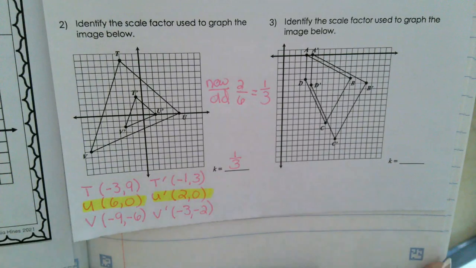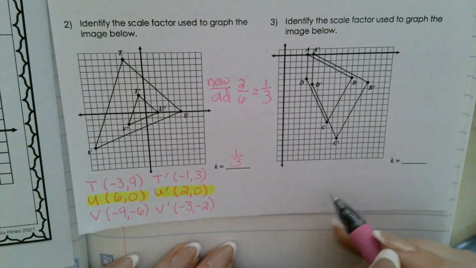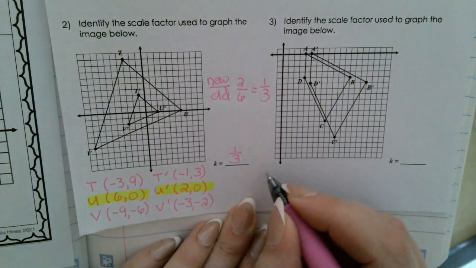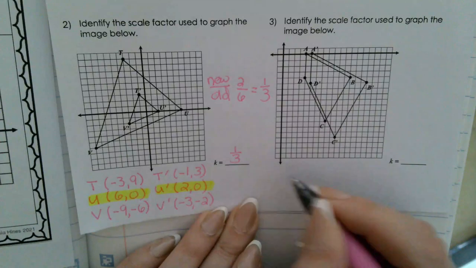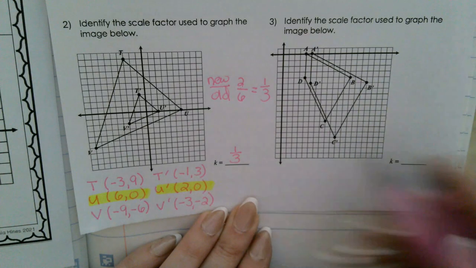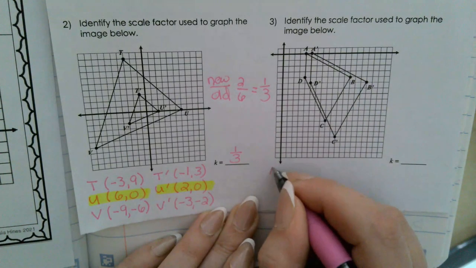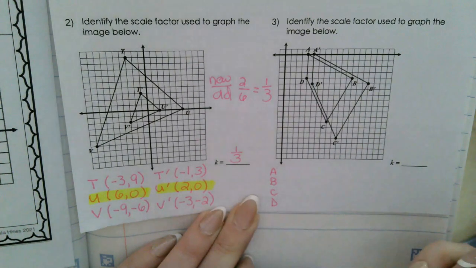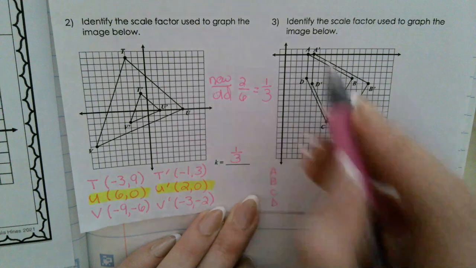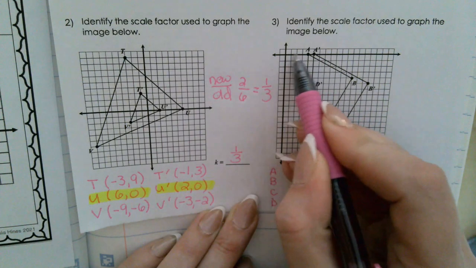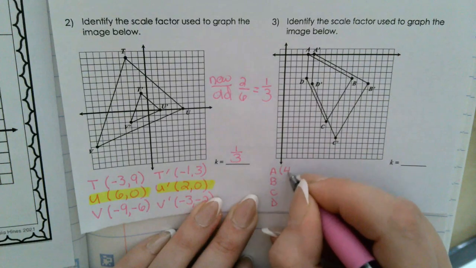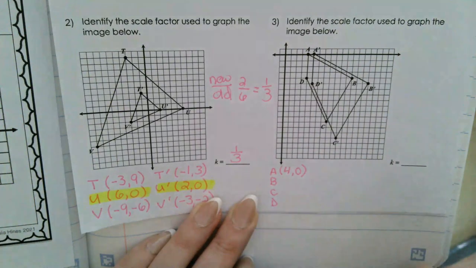And then we're going to find our scale factor for example 3. So same concept, we just have 4 points instead of 3 here, so you might have to write a little bit smaller. But my original would be the letters without the prime markings. So I'd have A, B, C, and D. Coordinates for A. I go to the right 4 and I do not go up or down at all. So 4, 0.